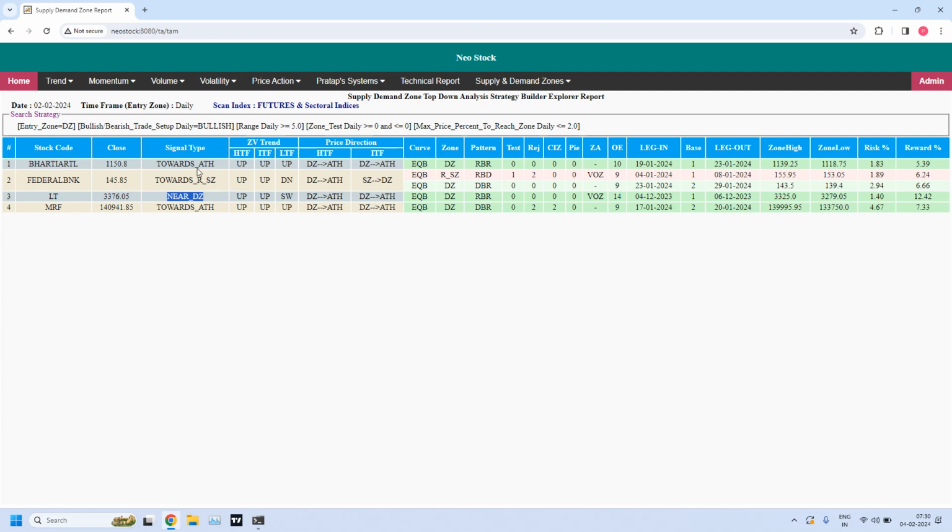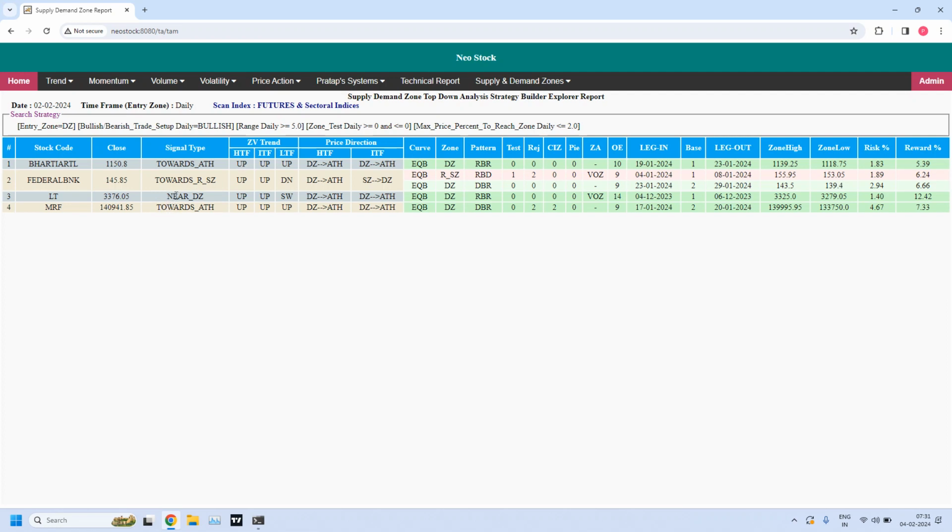The remaining came very close to the demand zone, and again they are moving further up. But it doesn't mean they go to the supply zone. Sometimes again they change direction, you get an entry in the demand zone and then again it starts moving up. That's why you have to keep an eye on all these stocks.